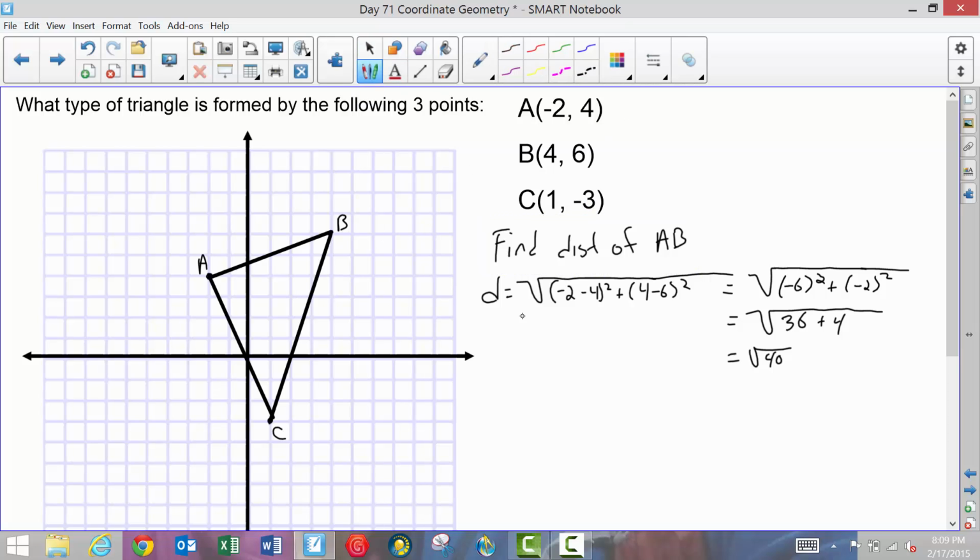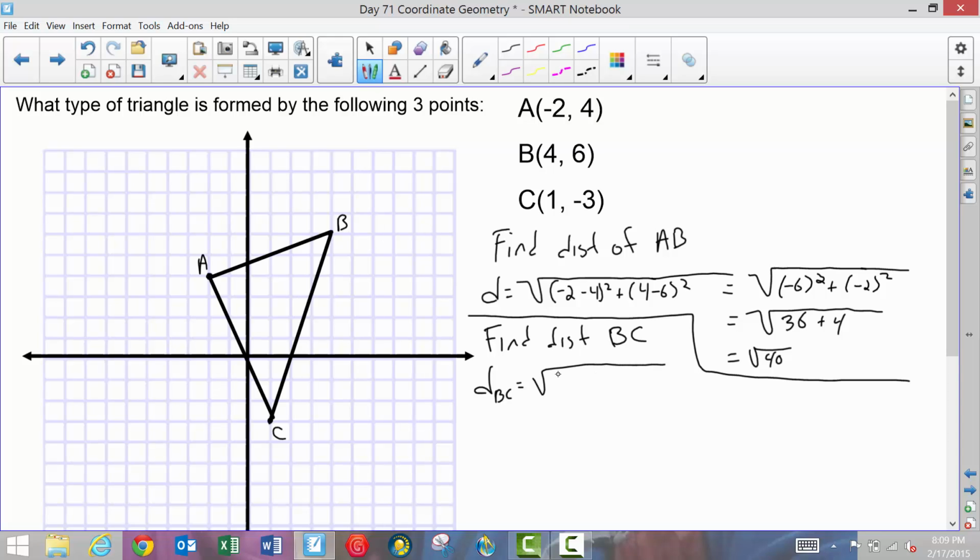So now I have to do the same thing. And I need to find the distance of BC. So the distance of BC is the square root of, take my B x coordinate, which is 4, subtract it from the C x coordinate, which is 1, add it to the difference of the y coordinates, which is 6 minus negative 3, and then I have to square that, which is equal to 4 minus 1 is 3 squared.